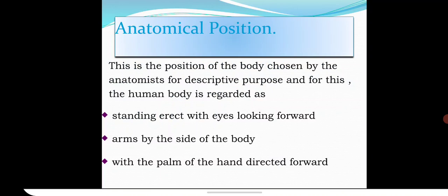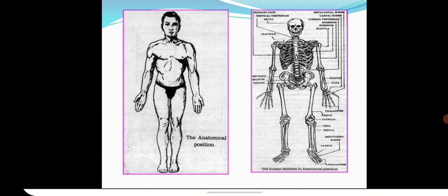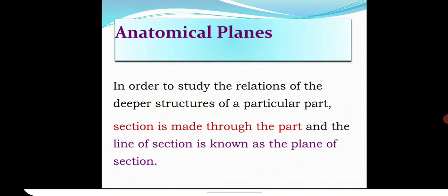So, this is the position of the body chosen by the anatomist for descriptive purpose. For this, human body is recognized as standing erect with the eyes looking forward, arms by the side of the body with the palm of the hand directed forward. So, this is the anatomical position, also the anatomical position of the skeleton. So, you should understand this anatomical position clearly before you start the dissection, so that you will understand how to visualize the structures.